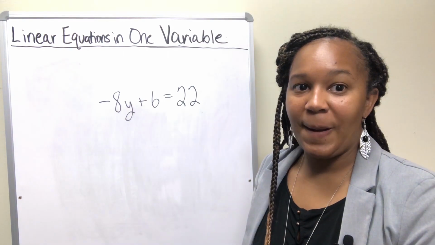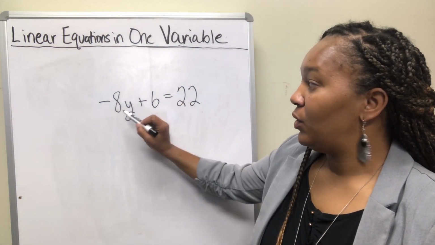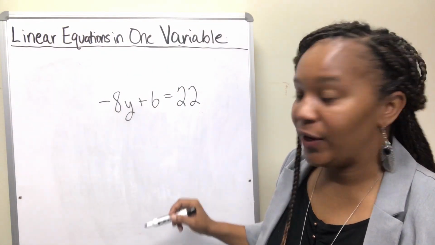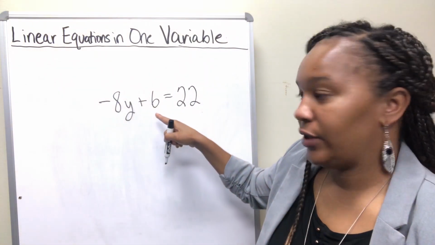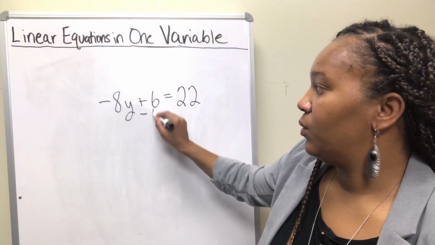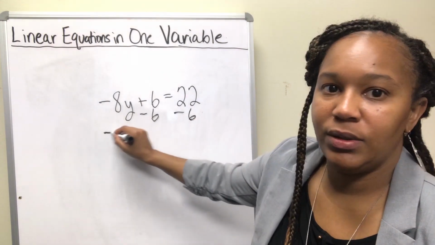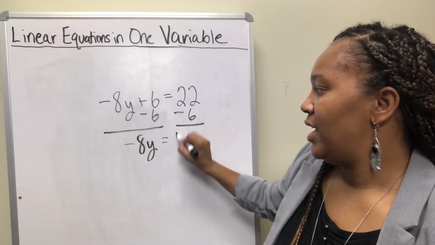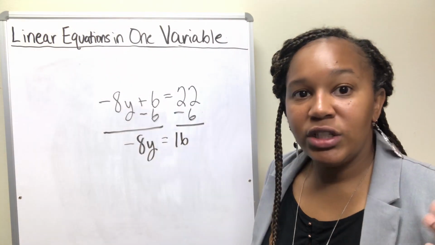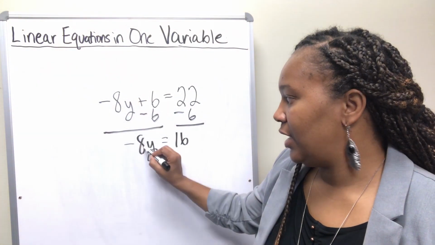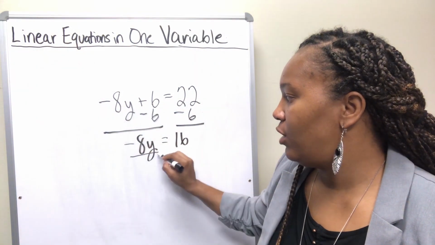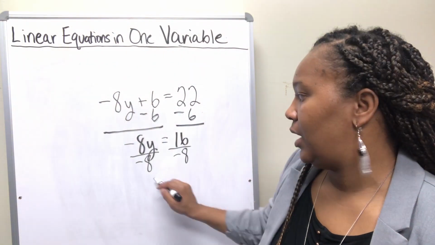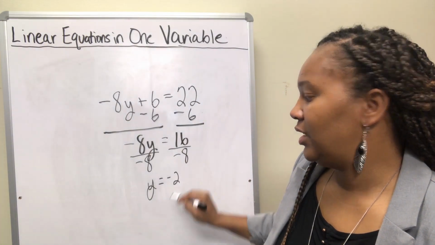Okay, so let's see what you got. So for y, you got to get rid of the negative 8 and the 6. Which one do you get rid of first? You get rid of the 6 first. That's a positive 6, so to get rid of 6, you subtract 6 from both sides. You're left with negative 8y here and 16 here. Then you should have got rid of the negative 8. That's negative 8 times y. So to get rid of that, you have to divide by negative 8. When you divide both sides by negative 8, you get y equal to negative 2.